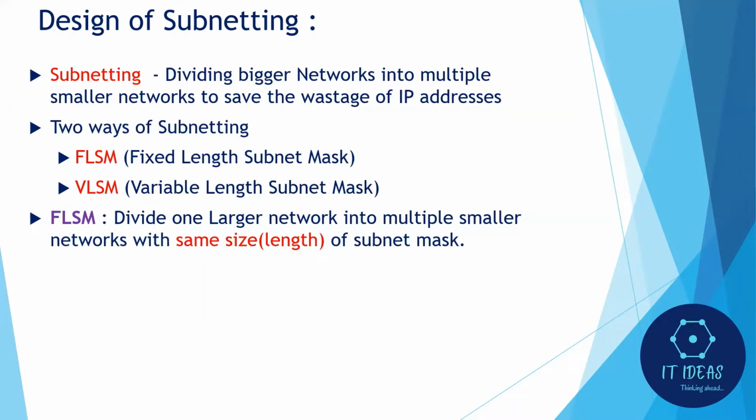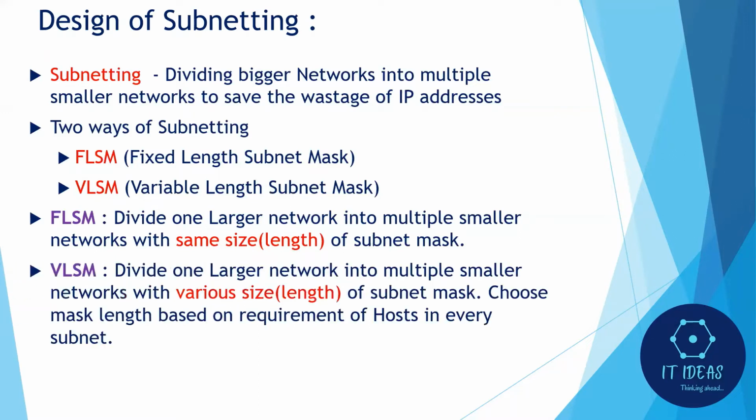FLSM is divide one large network into multiple smaller networks with same size of subnet mask. So in FLSM, we can use same length of subnet mask for every subnet. What is VLSM? In VLSM, we can divide one larger network into multiple smaller networks with different length of subnet mask. So in VLSM, we can use different length of subnet mask for every subnet. How to choose this subnet mask length? This will differ based on our host requirements for every subnet.